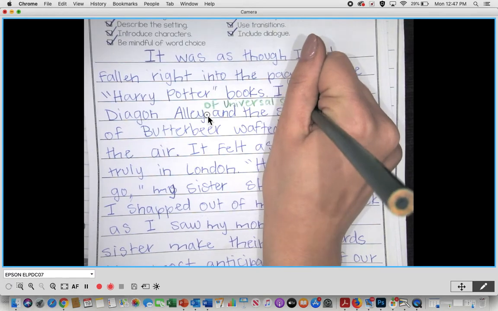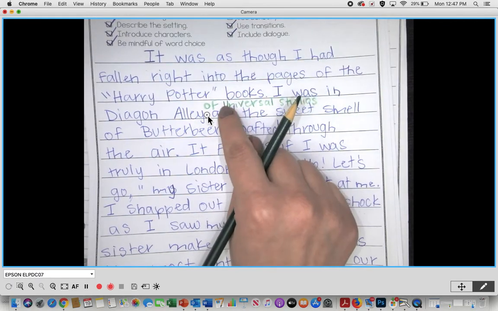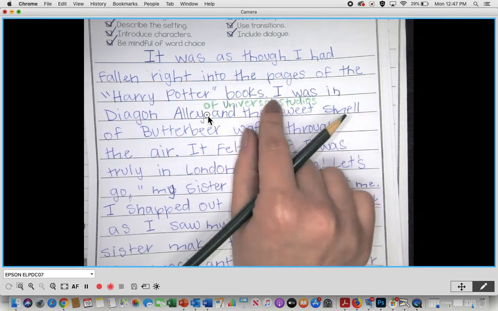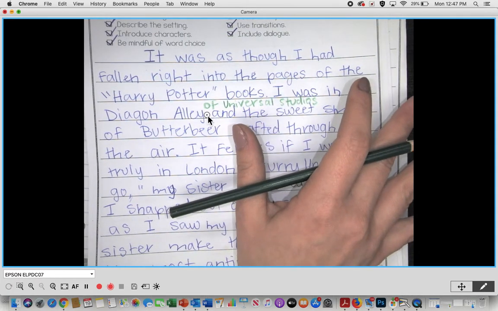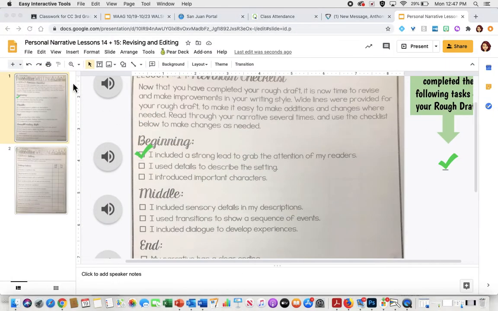Because otherwise they have really no idea. They're like, a Diagon Alley? Like, where are you talking about? So if I specify that it's also in Universal Studios, they'll have a better idea of what it is I'm referring to. So I'm going to go ahead and close. And now I can go ahead and add a check mark for that one.